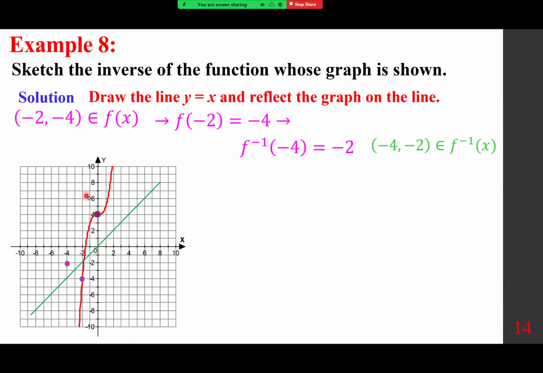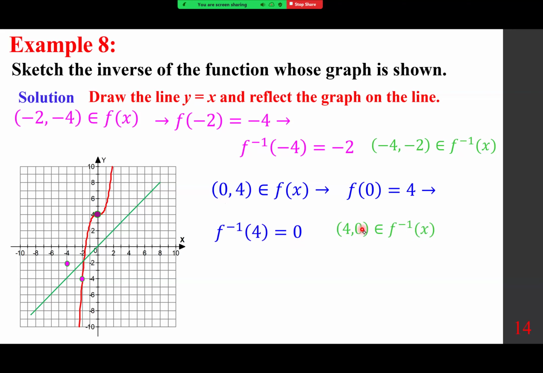This point seems to have the coordinate 0, 4. So 0, 4 belongs to f of x, meaning f of 0 must be 4. And therefore, 4, 0 belongs to f inverse. I'm going to write f inverse of 4 equals 0. And that means 4, 0 belongs to f inverse. So more importantly, we found this point. Immediately, we know if we interchange those, 4, 0 must belong to its inverse. So now, locate 4, 0. So this is corresponding to that.